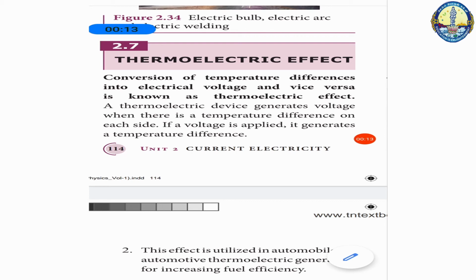Conversion of temperature difference means two different temperatures, one high and another low. This temperature difference can be converted to electrical voltage. This effect is known as the thermoelectric effect. A thermoelectric device generates voltage when there is a temperature difference on each side. If voltage is applied, it generates a temperature difference.